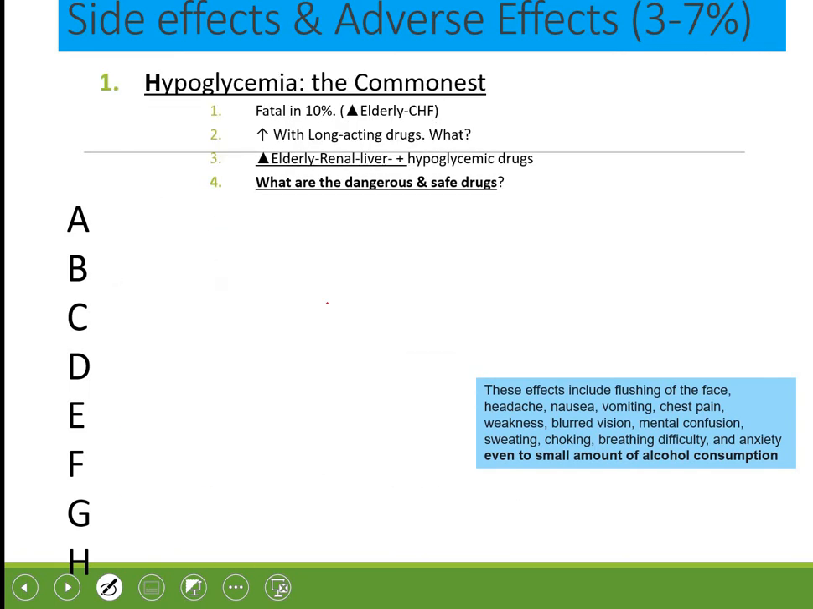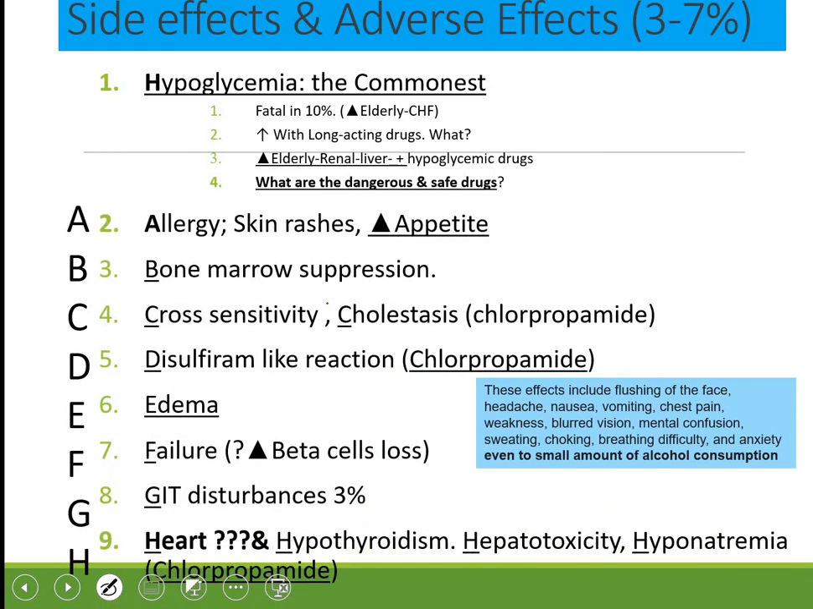Another objective is the side effects of these sulfonylureas. It produces hypoglycemia. For easy understanding, A, B, C, D, E, F, G, H: allergy to skin reaction, bone marrow suppression, cross sensitivity, and disulfiram-like reaction. What is a disulfiram-like reaction? These effects include flushing of the face, headache, nausea, vomiting, chest pain, weakness, blurred vision, mental confusion, sweating, choking. And remember, it happens even if a small amount of alcohol is consumed and you administer the sulfonylureas. So it is going to produce a disulfiram-like effect.